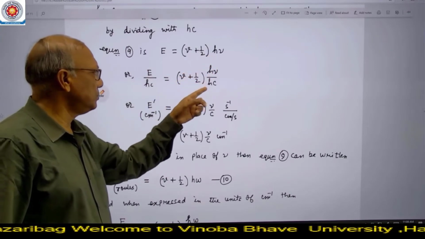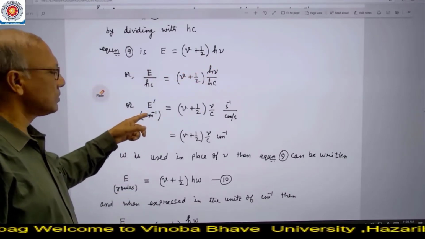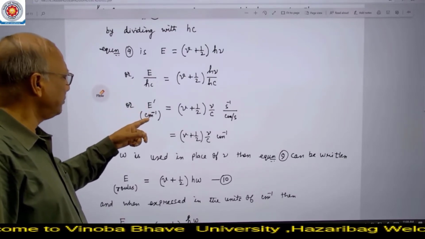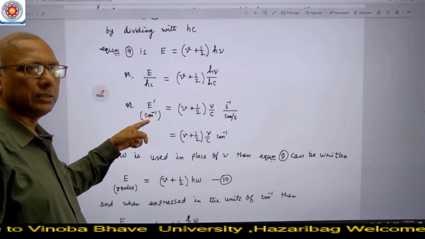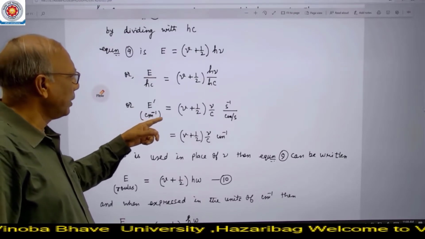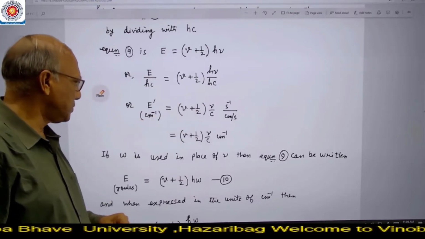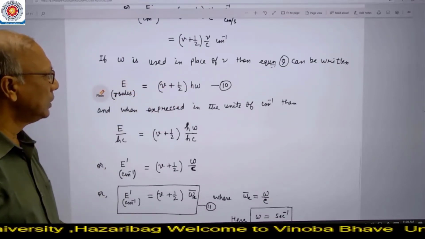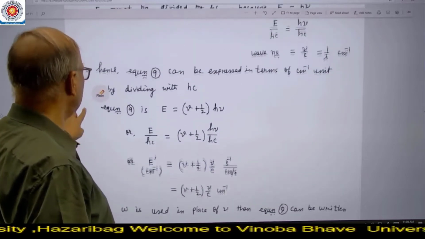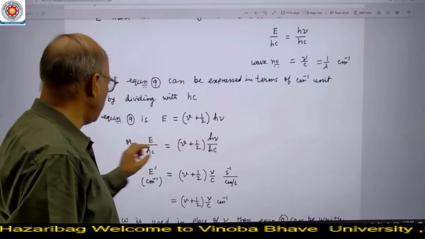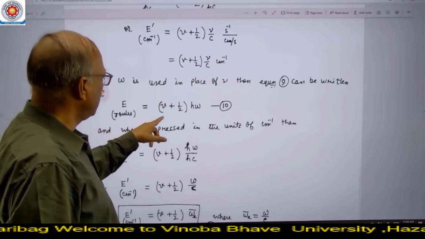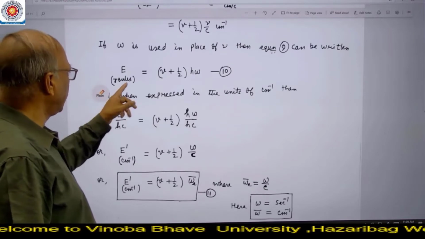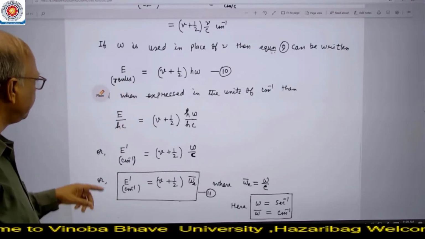Also here h nu is divided by hc. This becomes wave number. Here it is denoted by E prime, and its unit is per centimeter, and here it becomes nu by c. Let omega be used in place of nu. Then equation 9 can be written as (V plus half) h omega, equation number 10. Again it is in terms of joule.